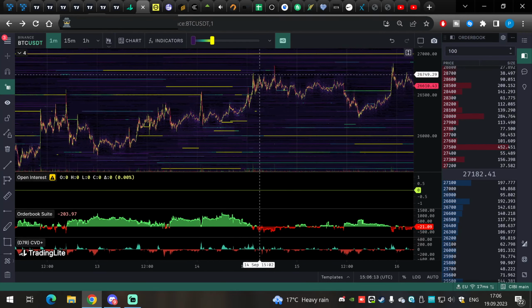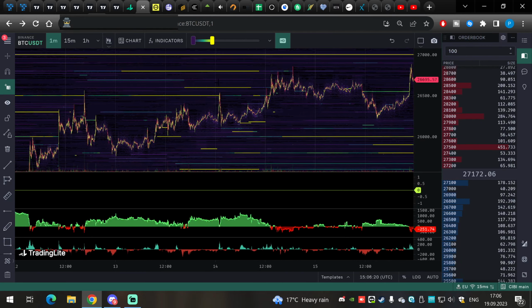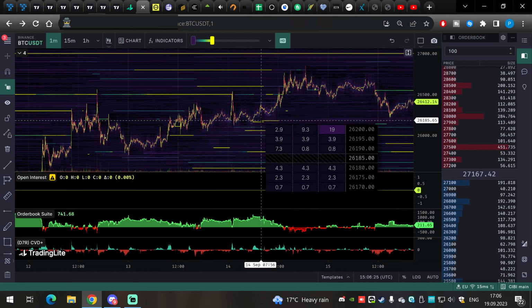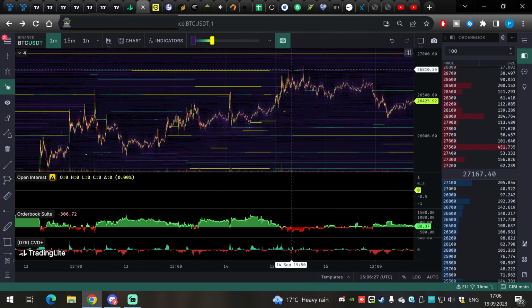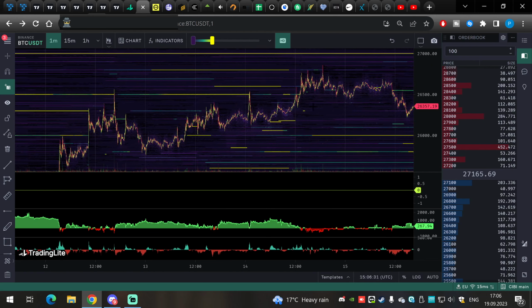This region, 26,800, yes. Yes, 26,800, three highs together, that's it. So yeah, the market was uptrending beautifully. You even had some limit spot walls supporting, like here, spoofing. Now, below us we have a lot of support, but locally we can do a pullback.